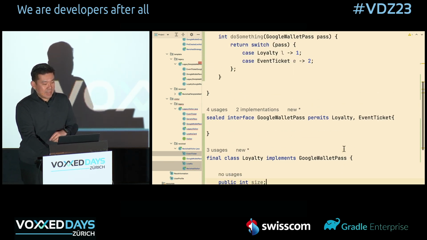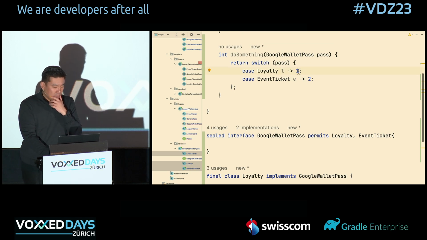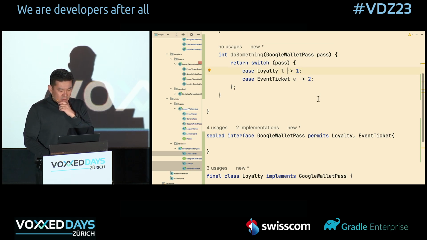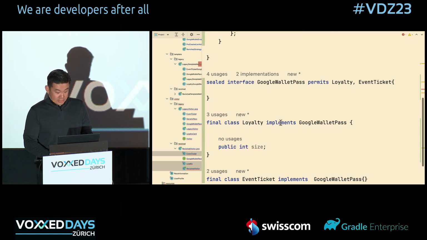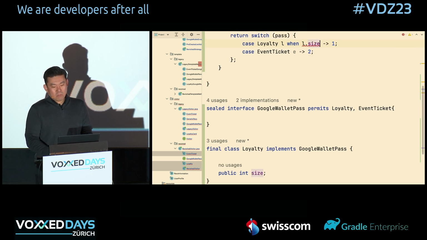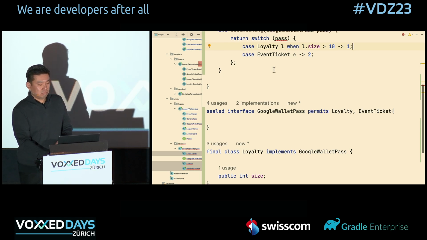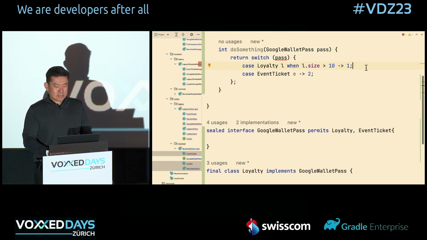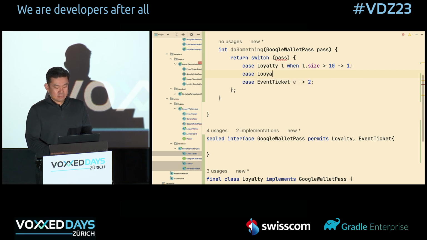Suppose that I had a property, and with Loyalty L, and when the amount, did I mention amount? Size. Well, L.size is bigger than 10, I want to return 1. Okay? And when case Loyalty L, when L.size is bigger than 20, well, it should be 2 as well.